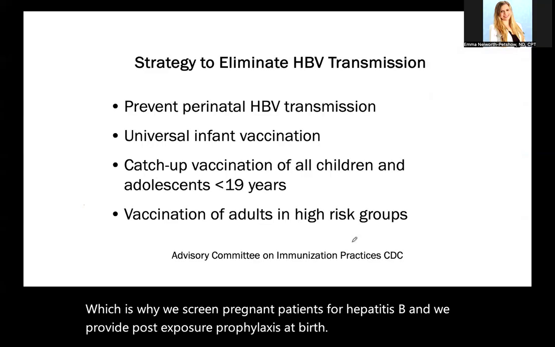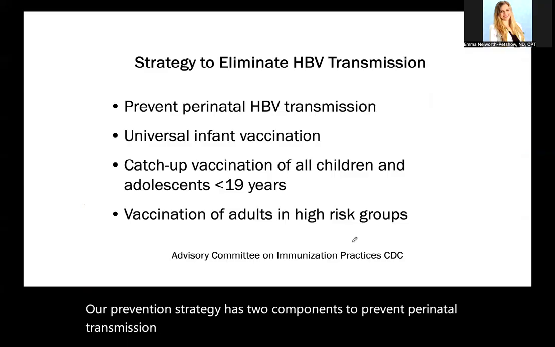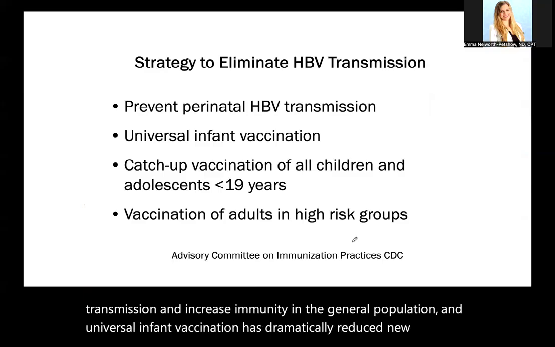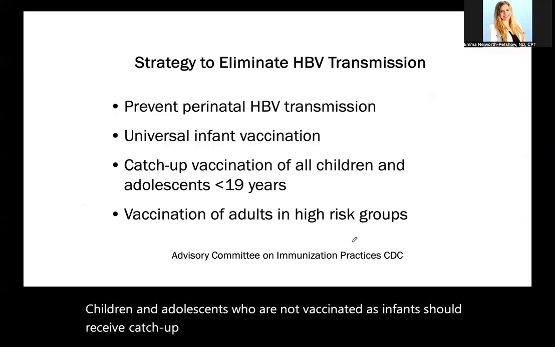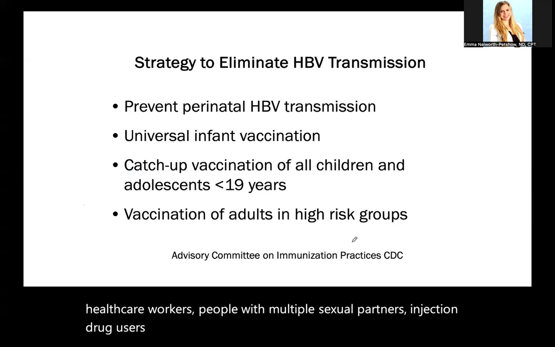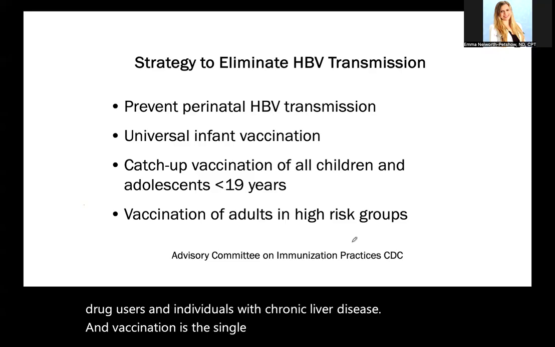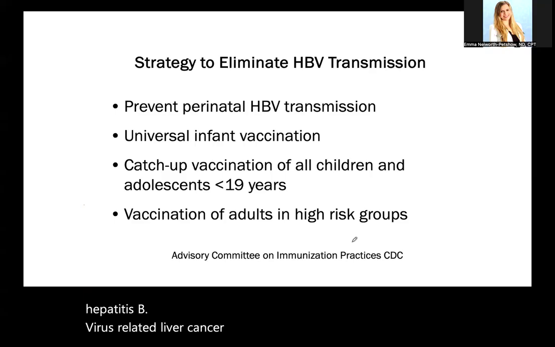Our prevention strategy has two components: to prevent perinatal transmission and to increase immunity in the general population. And universal infant vaccination has dramatically reduced new cases. Children and adolescents who are not vaccinated as infants should receive catch-up doses. And we also vaccinate adults at high risk: healthcare workers, people with multiple sexual partners, injection drug users, and individuals with chronic liver disease. And vaccination is the single most effective intervention to reduce hepatitis B virus related liver cancer worldwide. So it is a highly effective strategy.